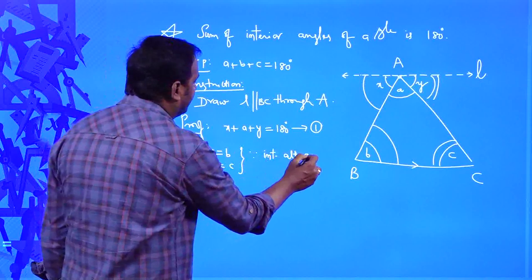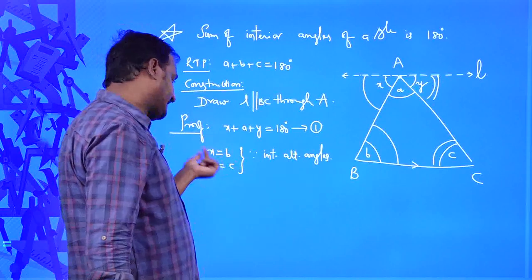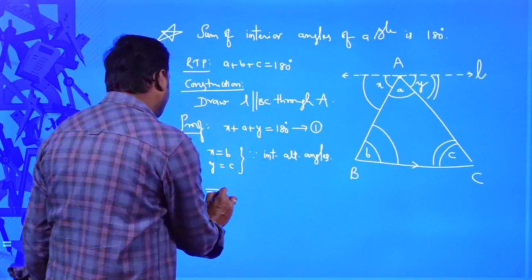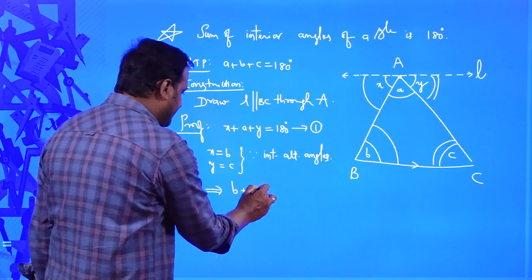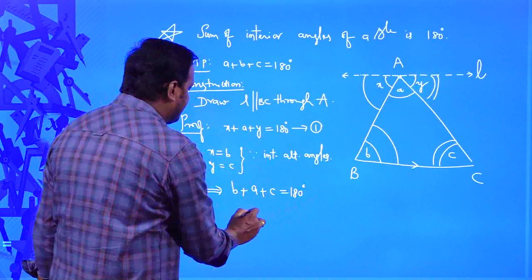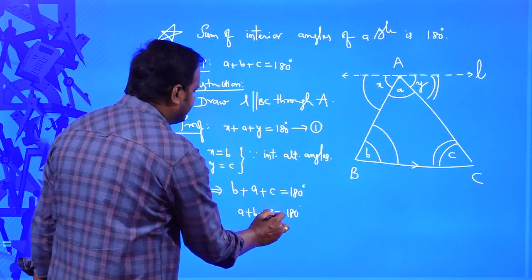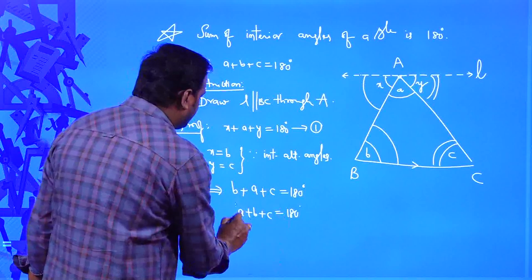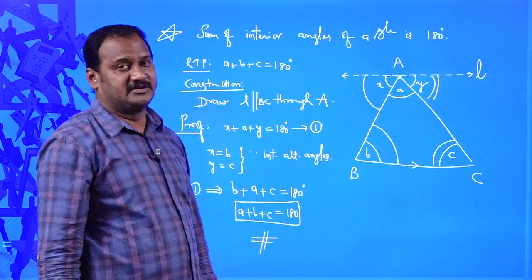You should write here, since they are interior alternate angles. Now, when I substitute b in the place of x and c in the place of y in the first equation, then the first equation becomes b plus a plus c, which is equal to 180 degrees. It means a plus b plus c is equal to 180. This is the way of proving that the sum of all the three angles of a triangle is equal to 180 degrees.